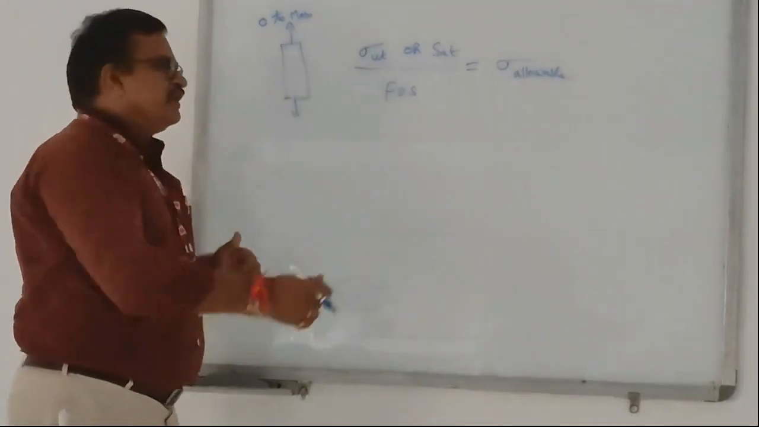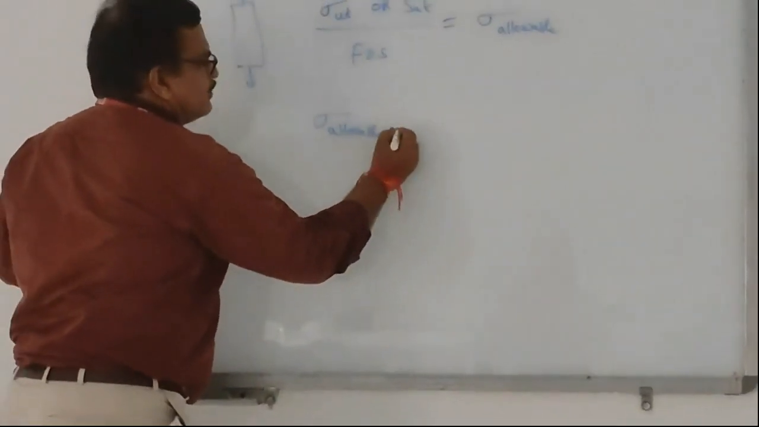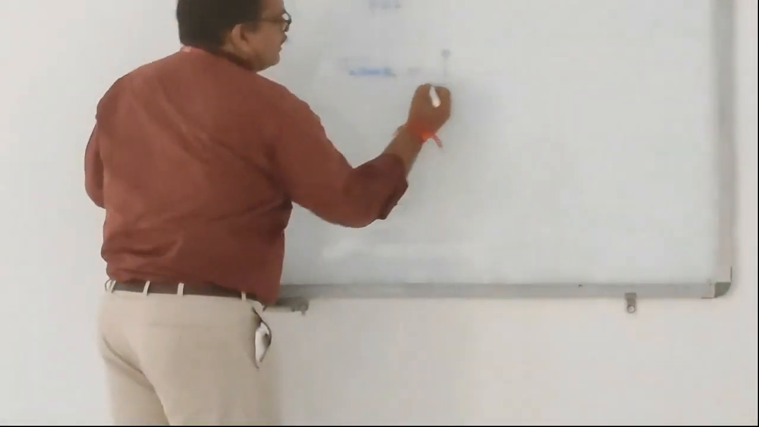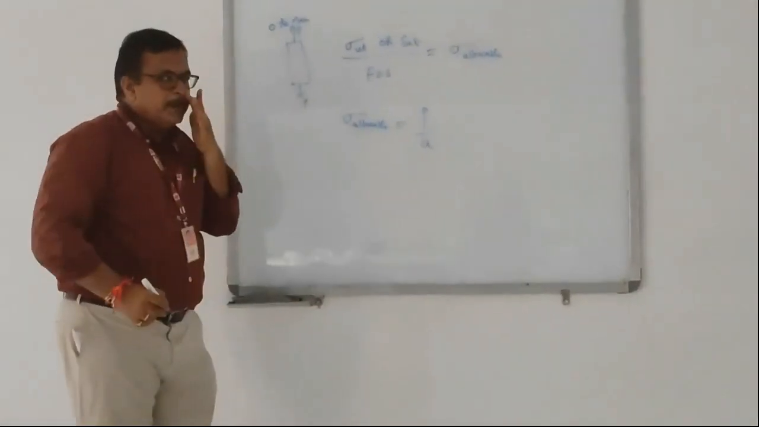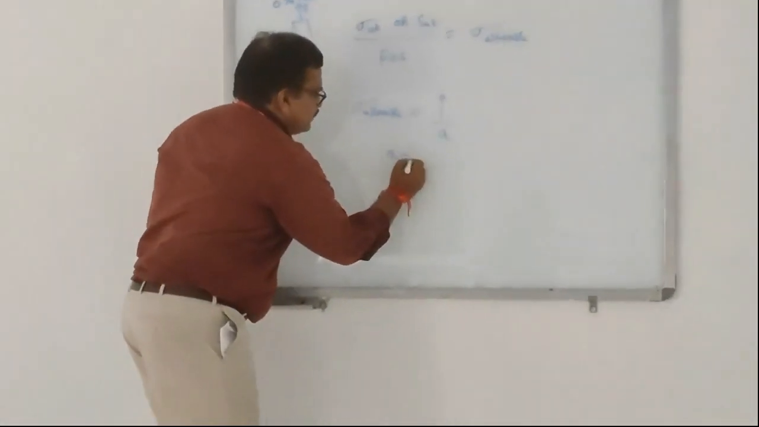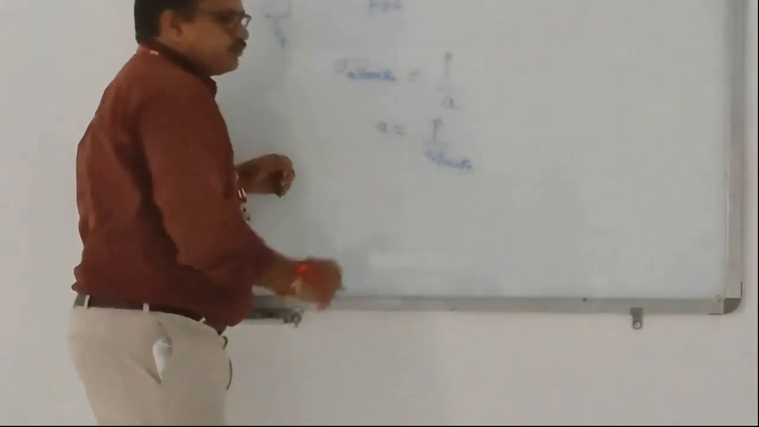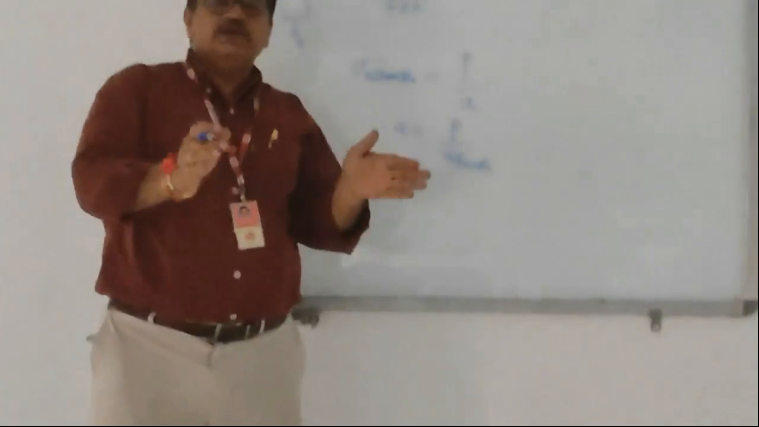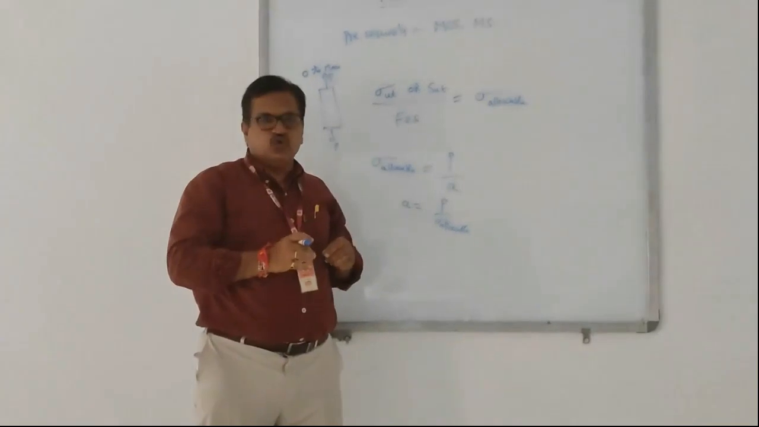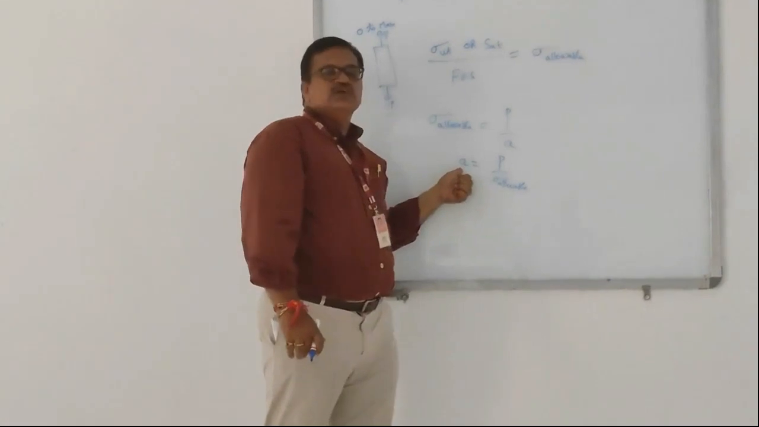Now we are going to modify the earlier thing. So the allowable stress is taken for the design. This is equal to the load applied P upon the cross-sectional area of the member. If you want to determine the cross-sectional area of the member, then A is equal to P by sigma allowable stress. So if the load is known, that means this member has to withstand 2 tons of load. That means the load is fixed. But what is changing? The changing quantity is the cross-sectional area.